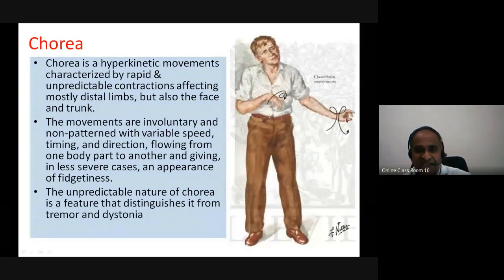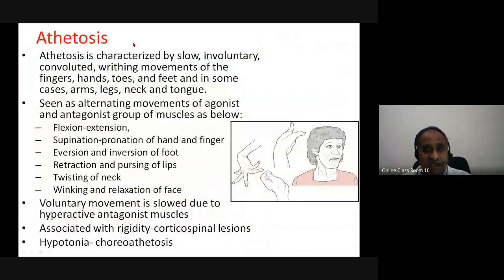He's not wanting them to happen, but he cannot control them. They don't have a pattern, and their velocity, timing and directions are highly variable, and they are happening anywhere in the body, flowing from one body part to another body part, giving, in less severe cases, an appearance of fidgetiness. That means slow movements or something like that. This unpredictable nature of the chorea is a feature that distinguishes it from a tremor and dystonia. This is the chorea. Then comes the athetosis.